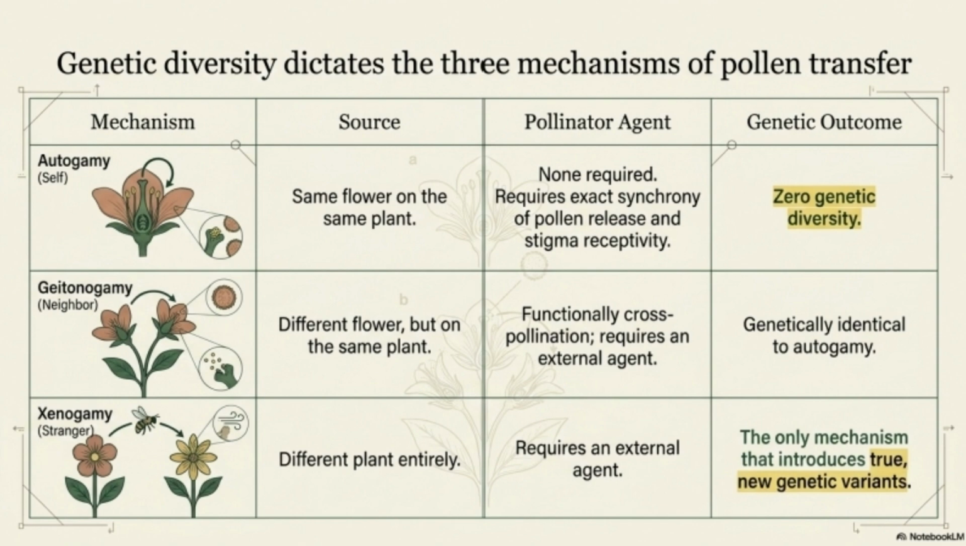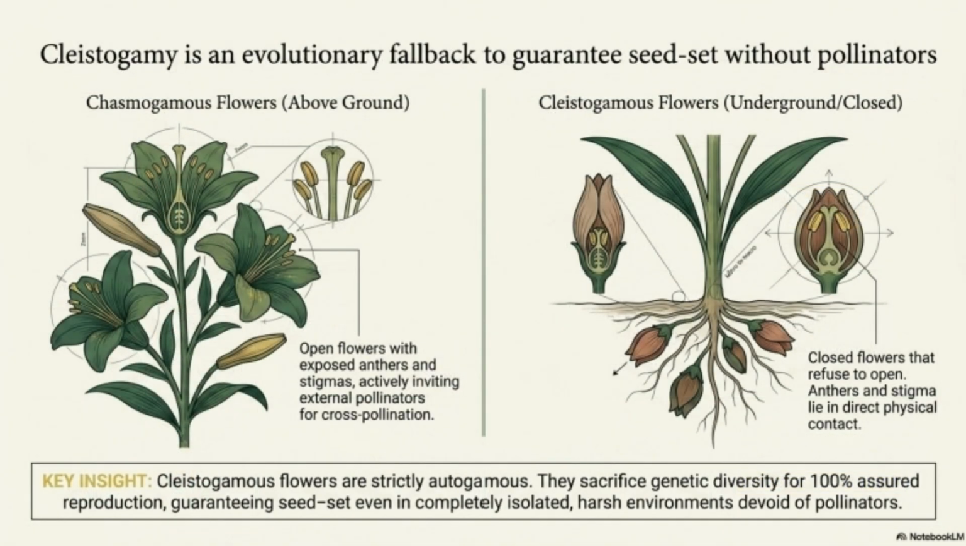To ensure survival, some plants use an incredible evolutionary backup plan called cleistogamy. Take a look at this plant. Above ground, it has normal, open chasmogamous flowers that invite cross-pollination. But look closer near the roots. It also develops hidden, underground cleistogamous flowers that never open. Inside these closed buds, the anther and stigma are in permanent physical contact. Cleistogamous flowers completely sacrifice genetic diversity for a 100% guarantee of setting seeds, ensuring reproduction even in harsh, isolated environments completely devoid of pollinators. Nature leaves nothing to chance.